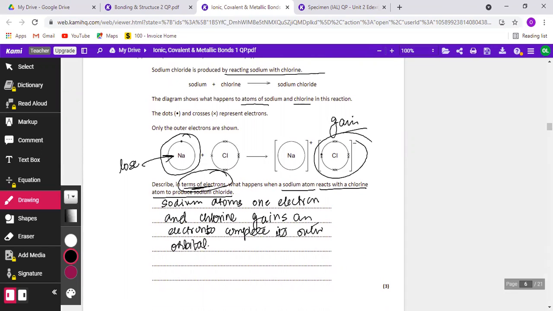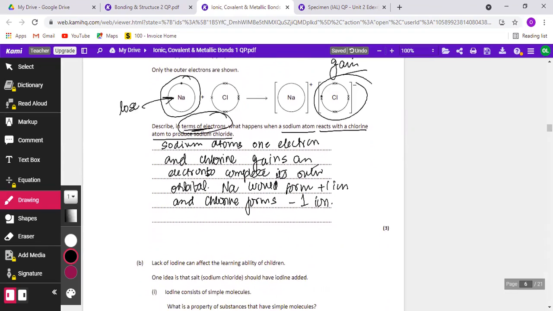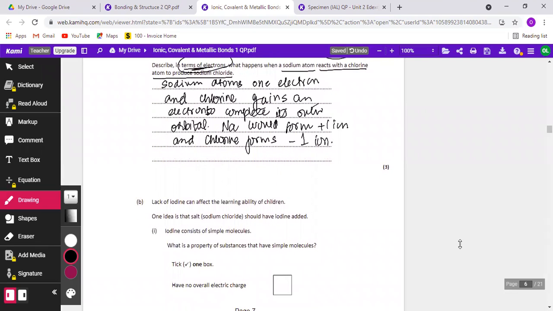And then you will talk in terms of charges. Sodium would form a positive 1 ion and chlorine forms a negative 1 ion.